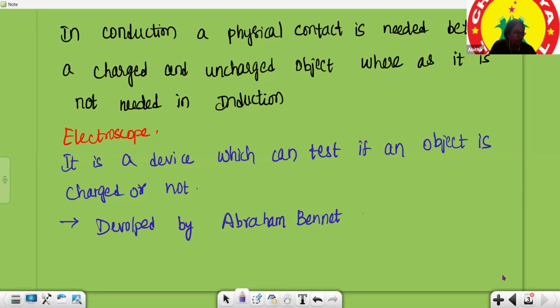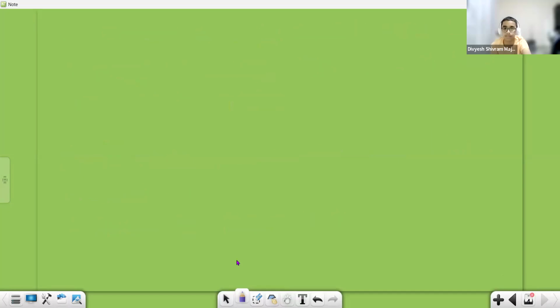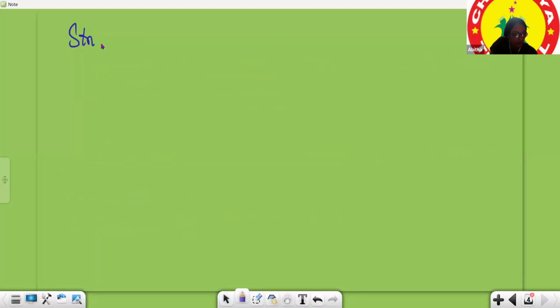So let's discuss the structure of electroscope, how this electroscope looks. So done with writing? Yes, ma'am. Okay. So next one, structure of an electroscope.